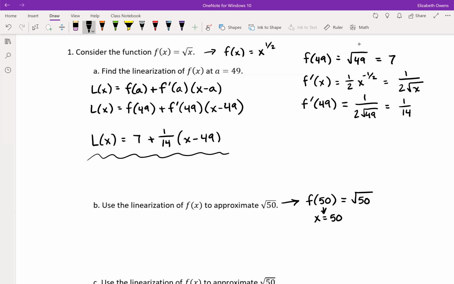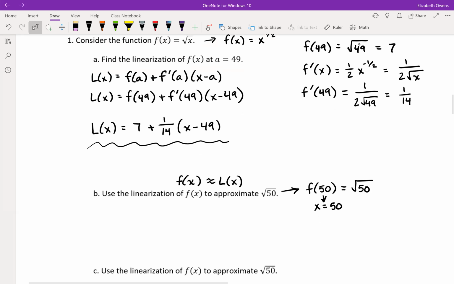And if we want to approximate that f of x value, we can use L of x instead, because the values of f of x and L of x are close to one another near our point of interest at a equals 49. Okay, and we're pretty close to that. So our square root of 50, aka f of 50, is approximately equal to L of 50, and we could plug that in to our linearization function.